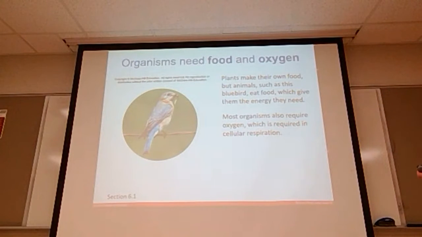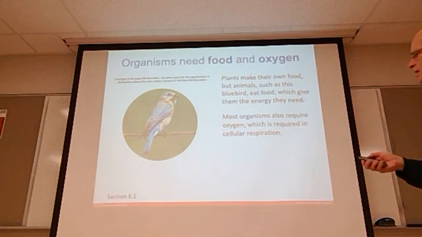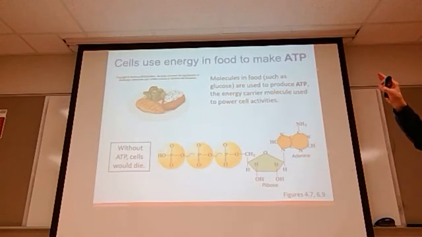So, plants make their own food, but animals, such as that bluebird and you and me, must eat food, which gives them the energy they need. Most organisms also require oxygen, which is required for cellular respiration. That oxygen use is called aerobic respiration. Cells use energy in the food to make ATP.